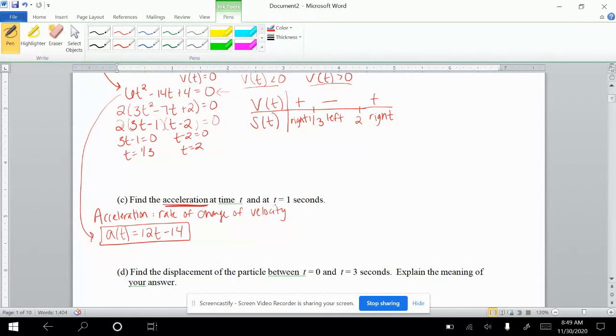And then if they want your acceleration function when t is 1, again, you're just going to plug in a time of 1 second, which gives you 12 times 1 minus 14, or negative 2 feet per second squared.